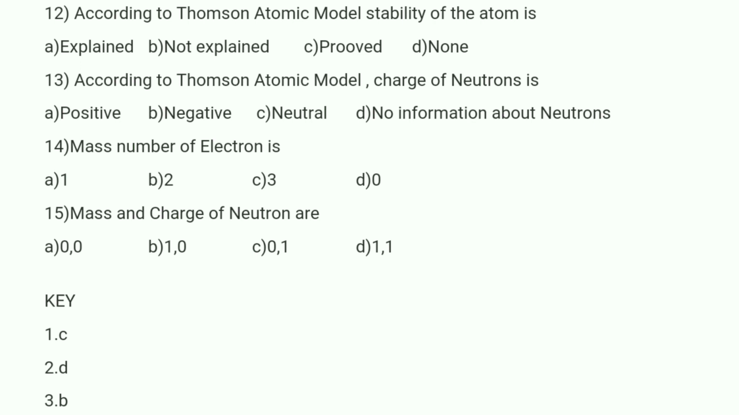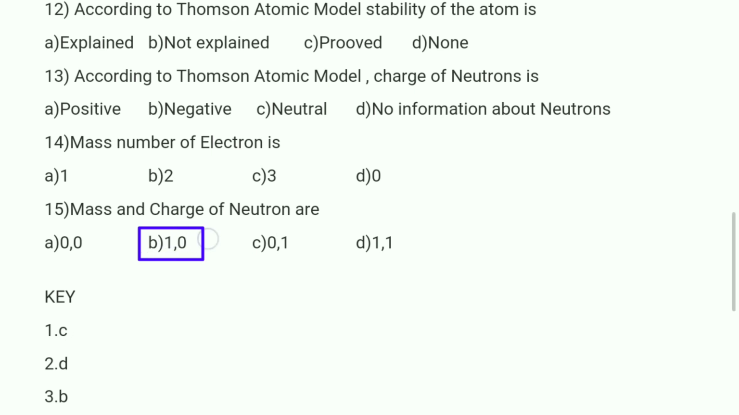And if you observe the 15th one, mass and charge of the neutron are. Neutron has mass and no charge. Mass of the neutron is 1 and charge of the neutron is 0. So which option is correct? Option B is correct. You can check the key also. So this is the key.